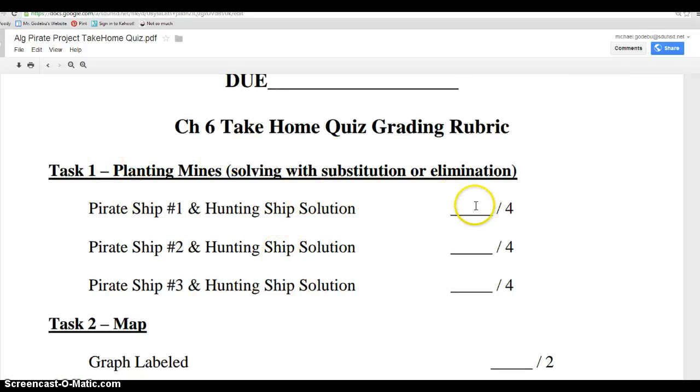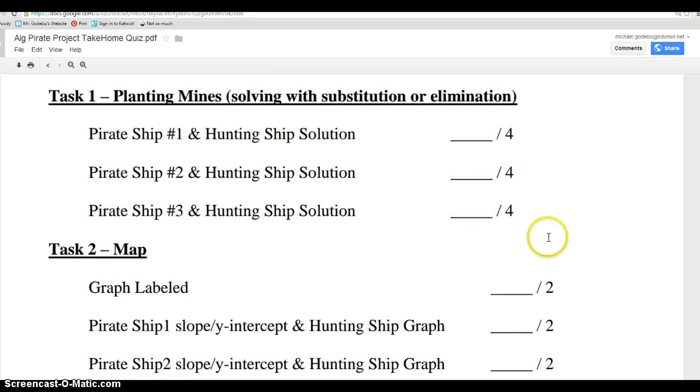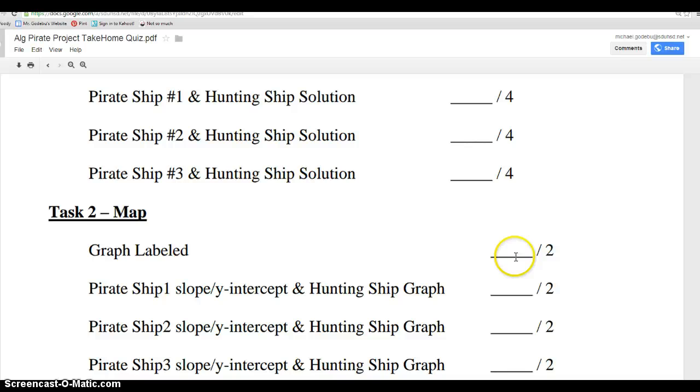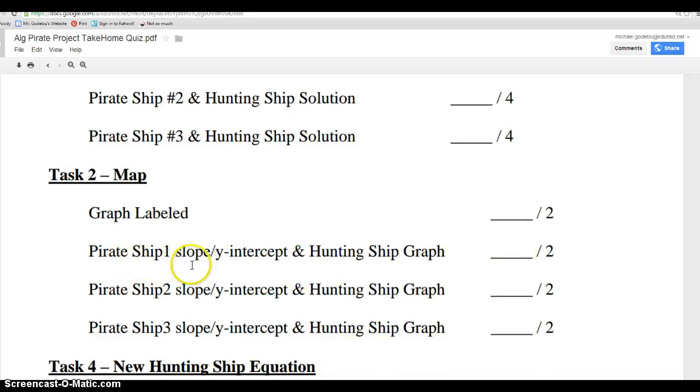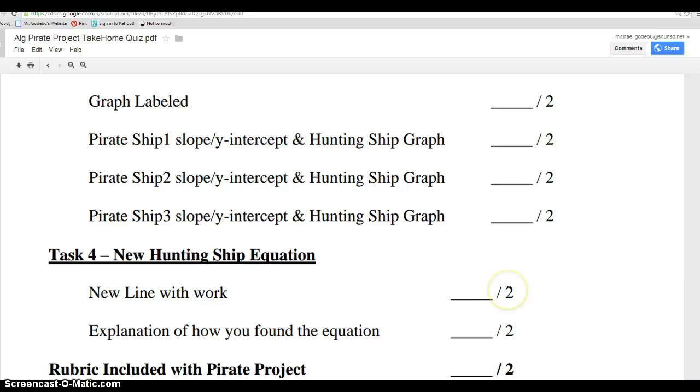So the scoring is going to be as follows. You're going to get 4 points for solving each hunting ship, pirate ship combination. You have to do it correctly. So 4 points for each. You have to have a labeled graph. You have to show pirate ship 1 with the slope and y-intercept. That's what I showed you on the example. I have to do it for the second pirate ship and the third pirate ship.